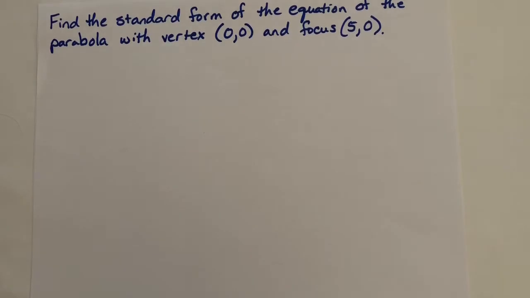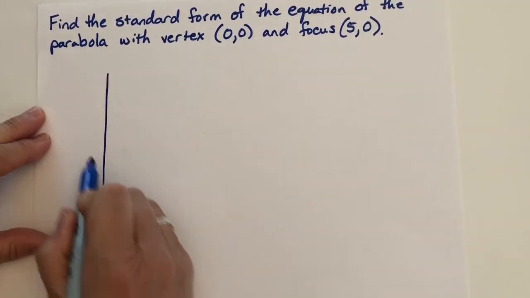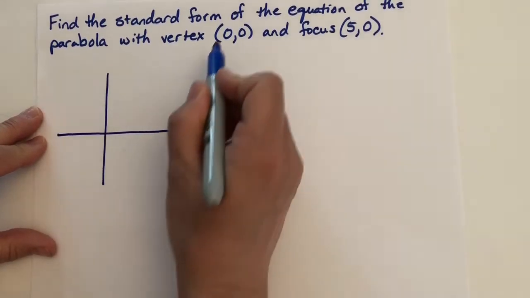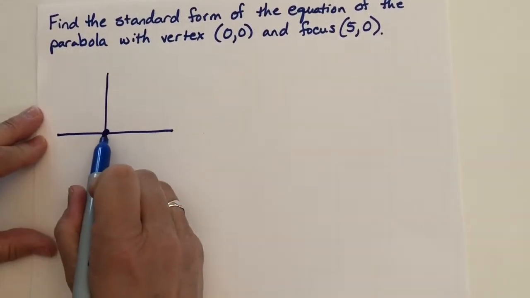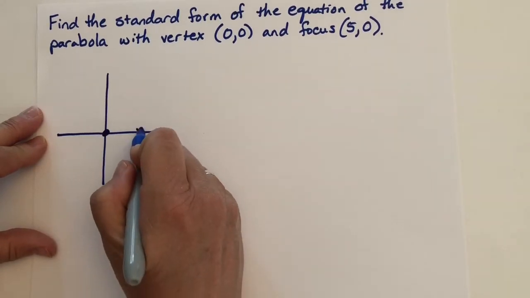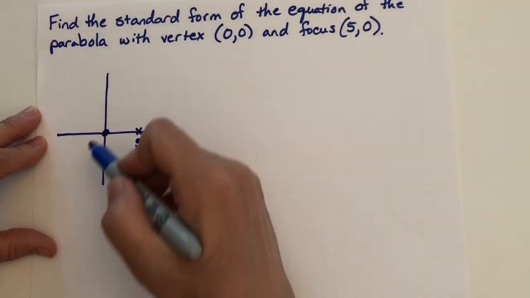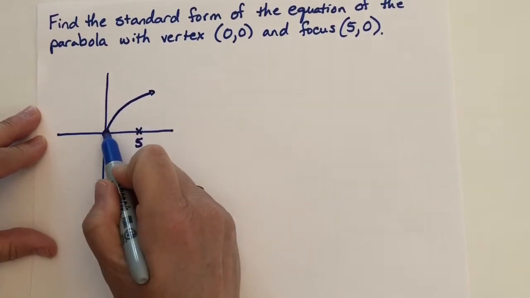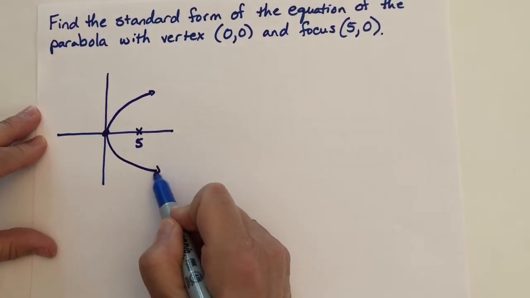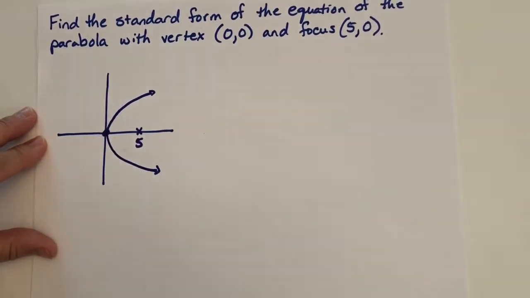Now you don't have to draw a picture, but I find it easier to think it through if I do. So I'm going to put the vertex at the origin and the focus at (5, 0). So it's on the x-axis right here. And we know because the focus is inside the parabola, that we have a parabola that opens to the right. If we needed to, we could draw the directrix over here, but it doesn't specifically ask us to, so I won't this time.